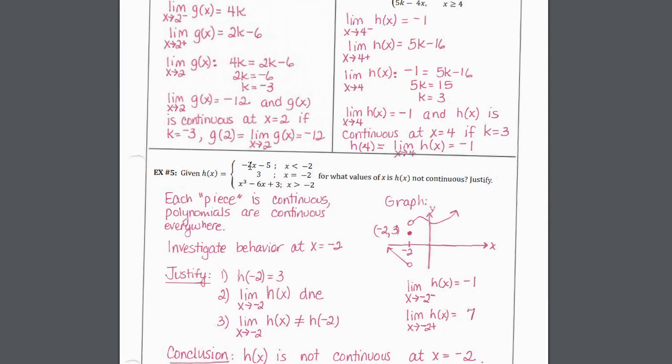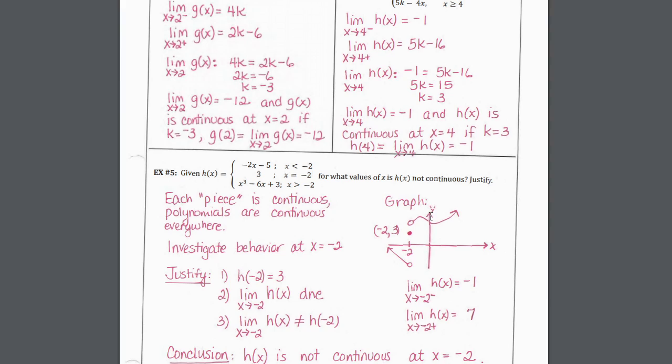Now, recall our properties of limits and continuity here of polynomials, right? Each piece is continuous because polynomials are continuous everywhere. We have a linear function, constant, and a cubic. These are all just polynomials, okay?